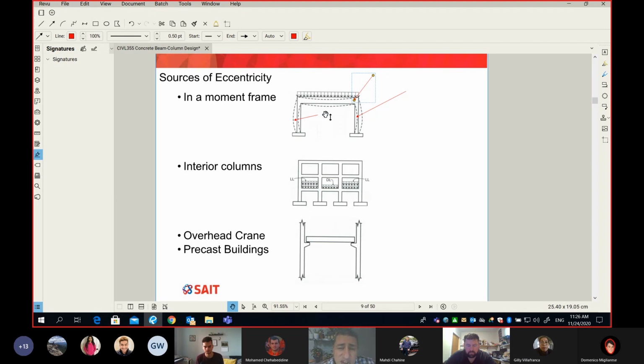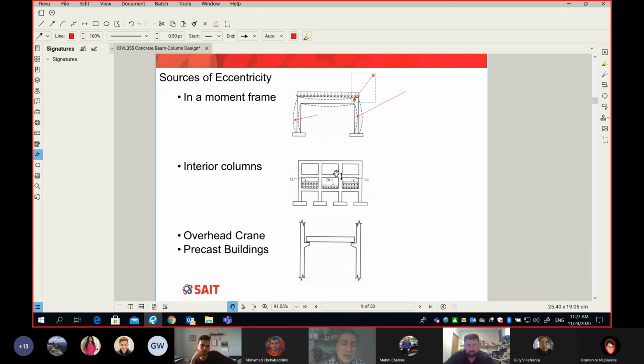If this connection is released or hinged, it means the column will get only axial force. With the rigid connection, when the beam is trying to rotate under the load, it will grab the column and apply a bending moment on your column. So here we go. This column here, or this one, will have both vertical load, like axial compression force, in addition to bending moment. And guess what? Whenever we have bending moment, it means we have eccentricity.